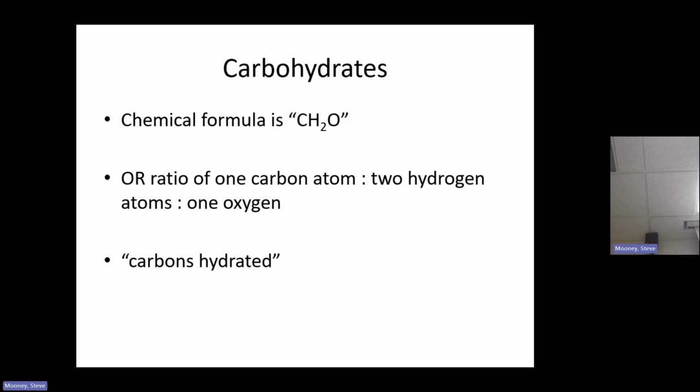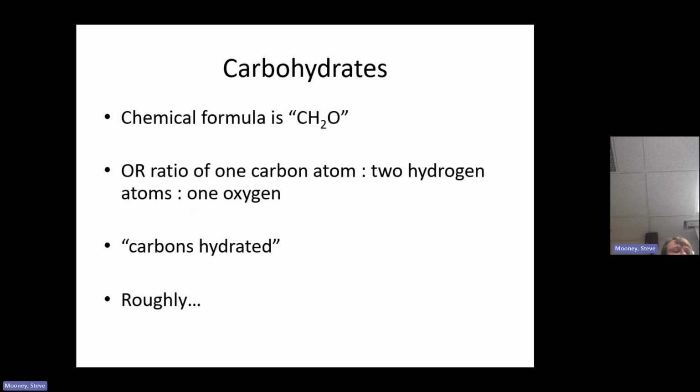So the ratio of one carbon atom to two hydrogen atoms to one oxygen. And that ratio roughly holds, depending on how big those carbohydrates are, depending if it's 7 carbons, 8 carbons, or 3 carbons, that ratio might slip a little. But overall, we're dealing with things that have carbon in them, hydrogen, and oxygen. Not dealing with sulfur, we're not dealing with nitrogen, we're not dealing with phosphorus.